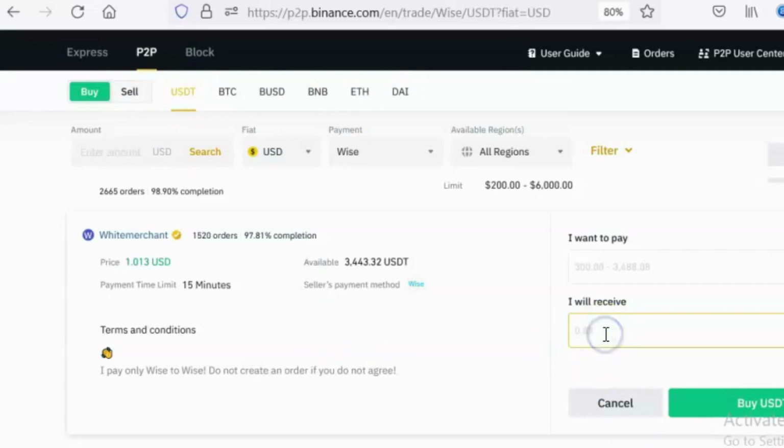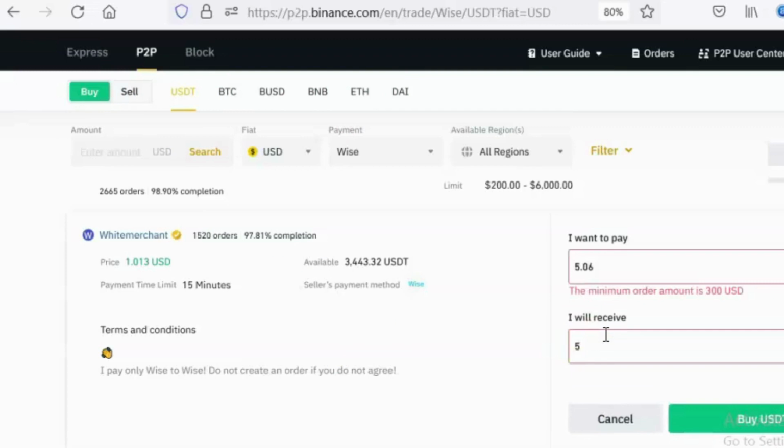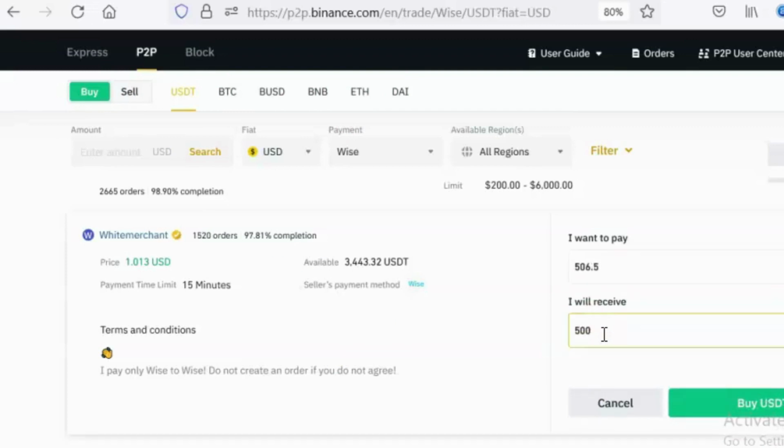So if we say, for example, we want to buy, let's just say maybe 500 USDT, it tells us the amount of dollars we need to pay. It means we need to pay 506. And once we are comfortable with the terms of trade, that is, we are willing to pay into Wise, and we are also willing that the trade takes place for 15 minutes, then we are good to go. All we now need to do is click on buy USDT. Once we click that, the trade is opened.